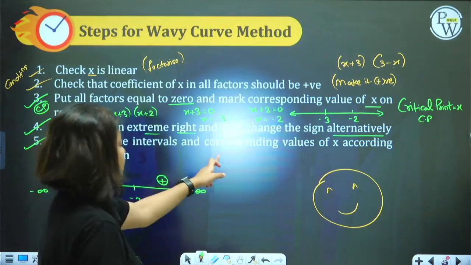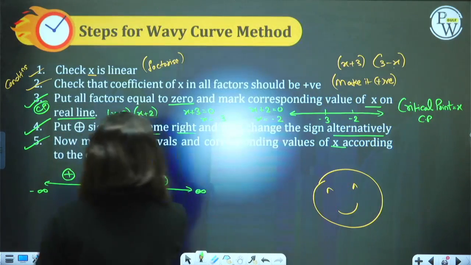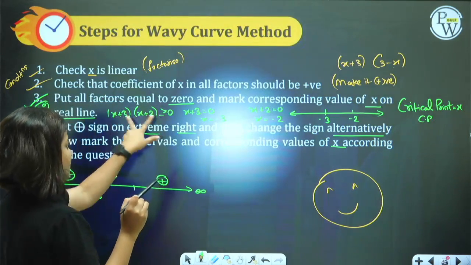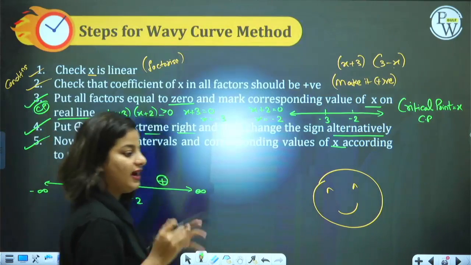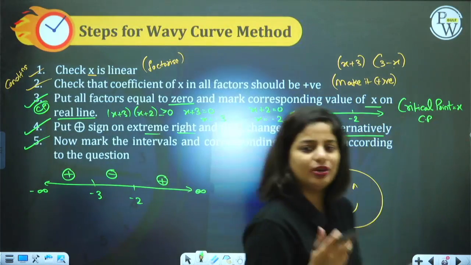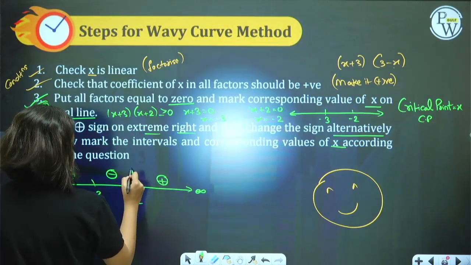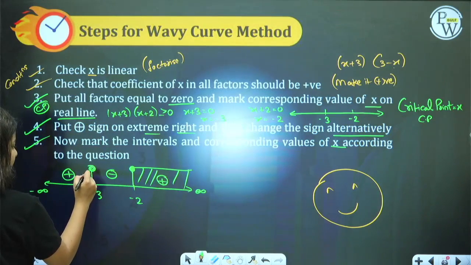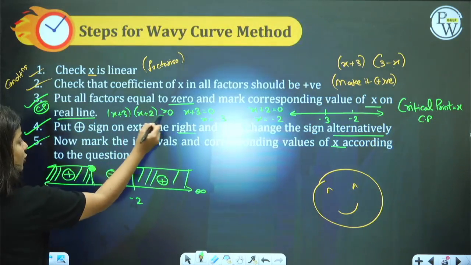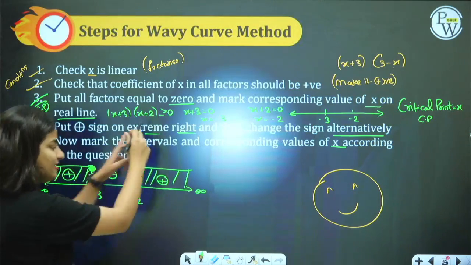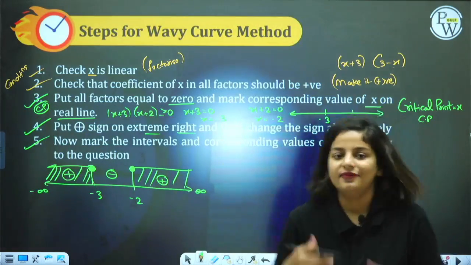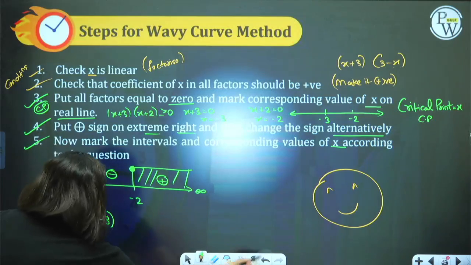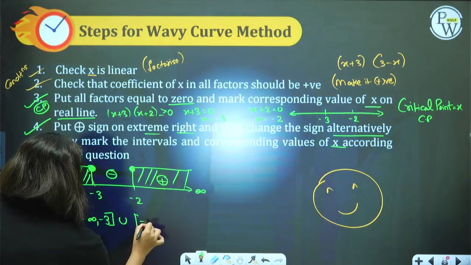Last step, now mark the intervals and corresponding values of x according to the question. Now suppose in the question it was greater than or equal to 0. Suppose this was the question. You want to find x such that it is greater than or equal to 0. Greater than or equal to 0 means positive. You will mark your positive regions. This is positive, and the third region, this is positive. There was an equal to sign also, so I have put a dot. Dot means equal to. That's your answer. Final answer is minus infinity to minus 3 union minus 2 to plus infinity.